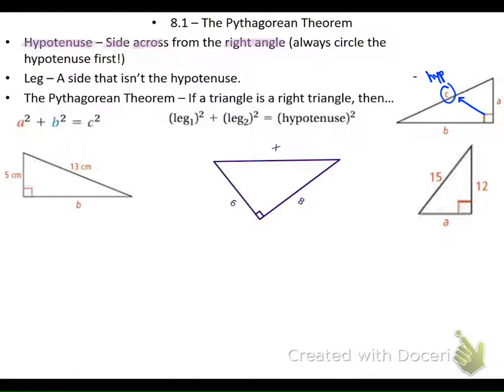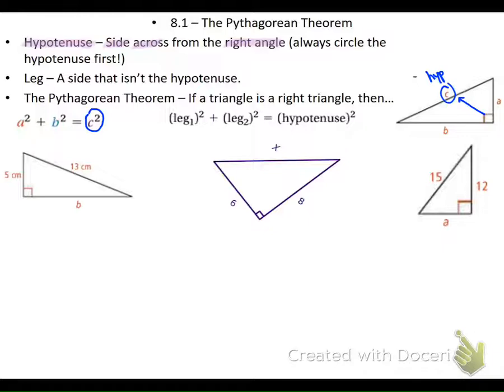Once I have my hypotenuse, the nice thing about that is it's always the number that's by itself in our Pythagorean theorem. So it doesn't matter which one's a and b of your other two sides. If you know your hypotenuse, that's all you need to know.